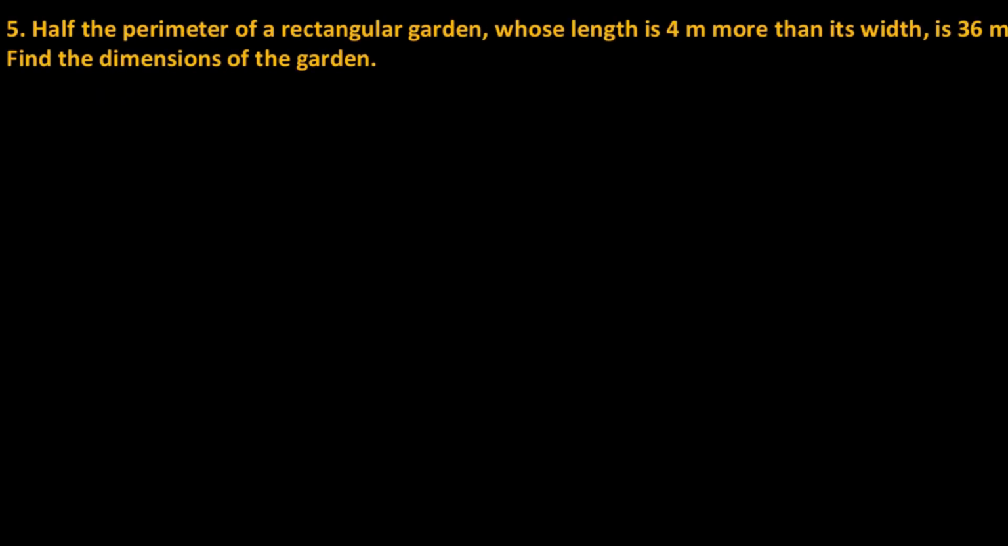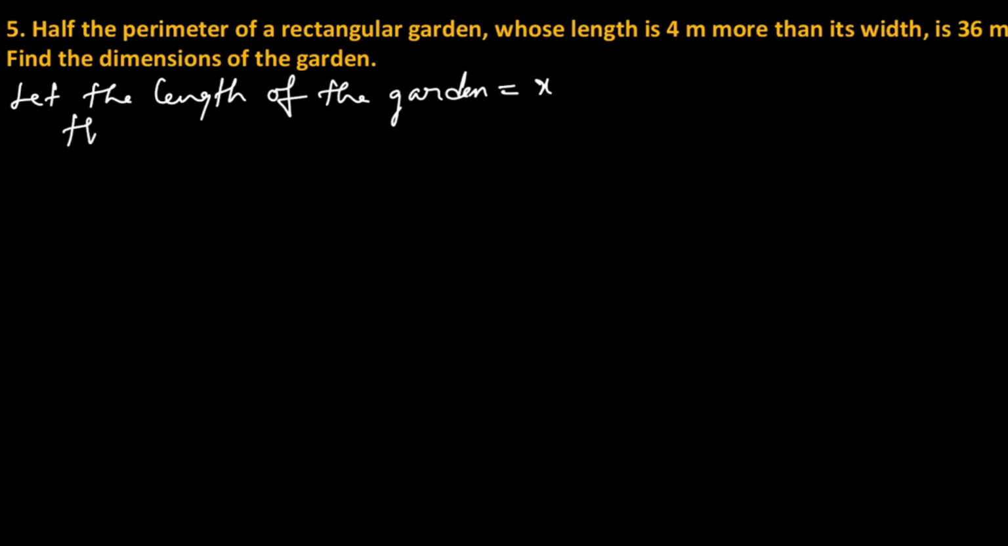So the fifth question is, half the perimeter of a rectangular garden whose length is 4 meters more than its width, is 36 meters. Find the dimensions of the garden. Let the length of the garden be x. And now, let the width of the garden be y. So x meters and y meters.